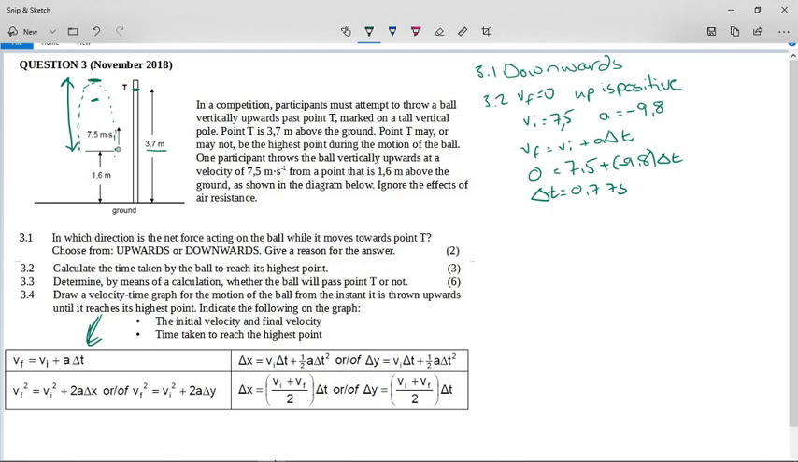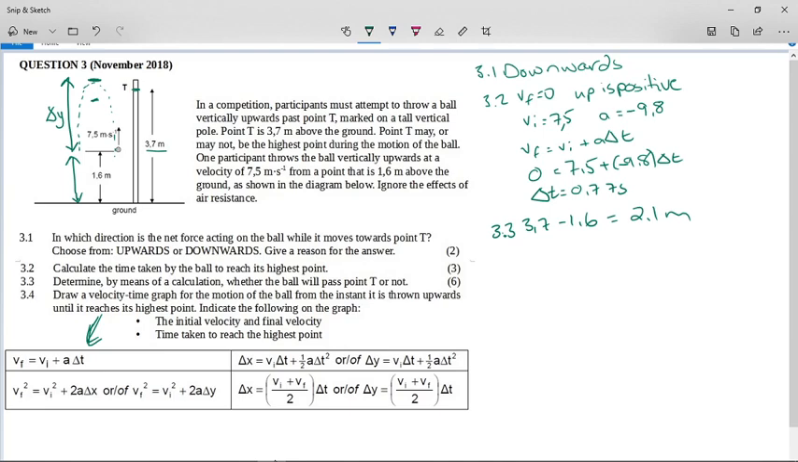So there are two ways to go about this. You can find this delta y displacement here and add it to the 1.6 and see if that's bigger than 3.7, or you could say 3.7 minus 1.6 is, what is that? It must be 2.1 meters. Okay, so the ball must go to a maximum height of greater than 2.1 meters. Because 1.6 plus 2.1 will give you 3.7, and so if the ball's maximum height is greater than that, the ball will have passed point T.